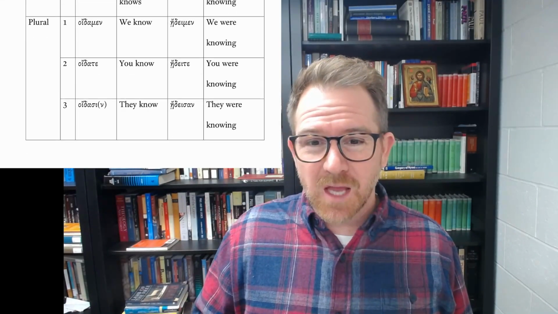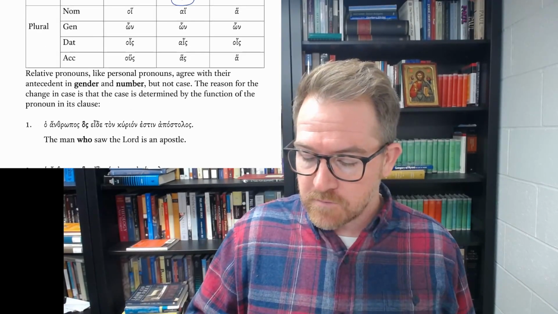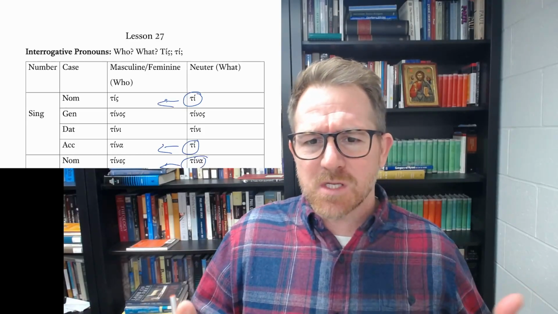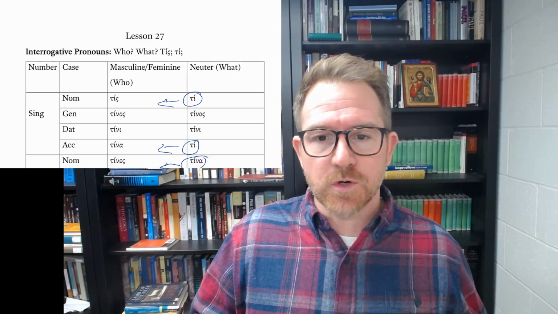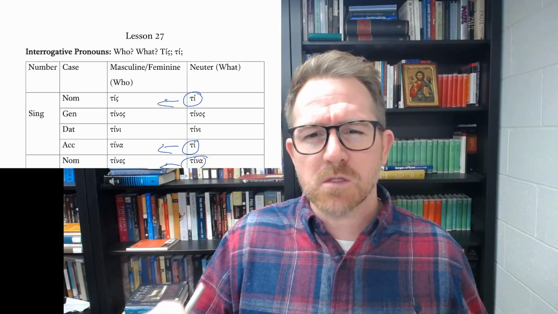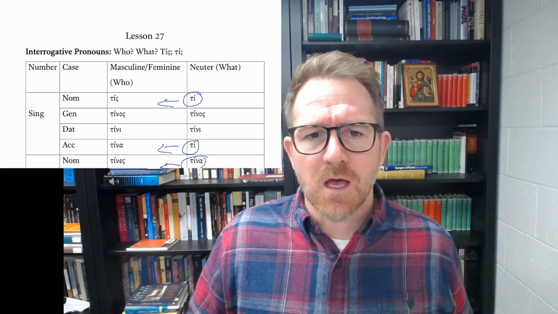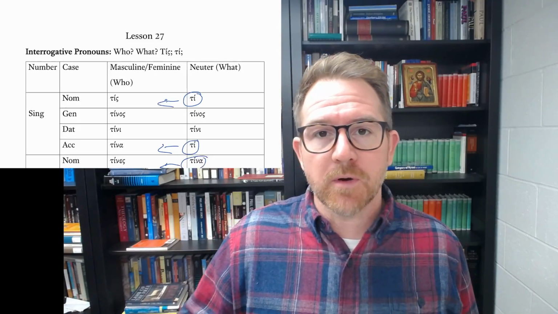So that's the content of what we see in lesson 27. We see the verb oida, and we see these indefinite relative pronouns. We see relative pronouns. We see indefinite pronouns, and of course, interrogative pronouns. It sounds kind of confusing, but as we'll see in some example sentences, it's not really that difficult. It's just learning to recognize these shorter particle words for what they are and going, oh, okay, that's how it's functioning in the sentence, and then going from there. So that's lesson 27 from N. Clayton Croy's Primer of Biblical Greek.